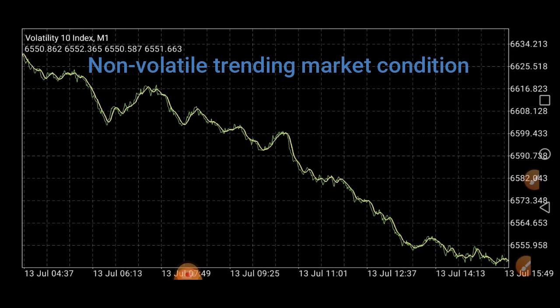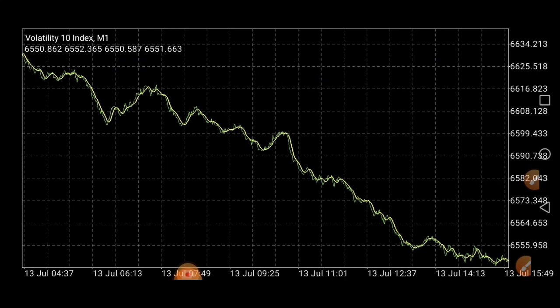It doesn't make visible higher highs and higher lows, or lower highs and lower lows. It can either be an upward trend or a downward trend. So it can be a non-volatile upward trend or a non-volatile downward trend. This is one of the best markets that work best with this strategy. This is one of the market conditions you should watch out for when you want to apply this strategy.